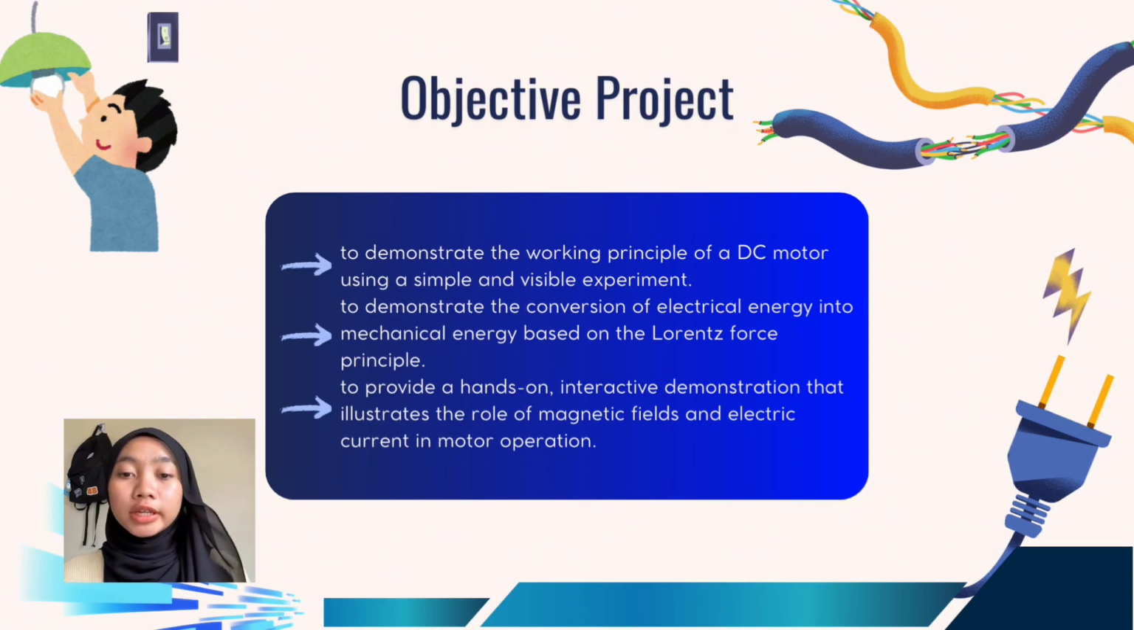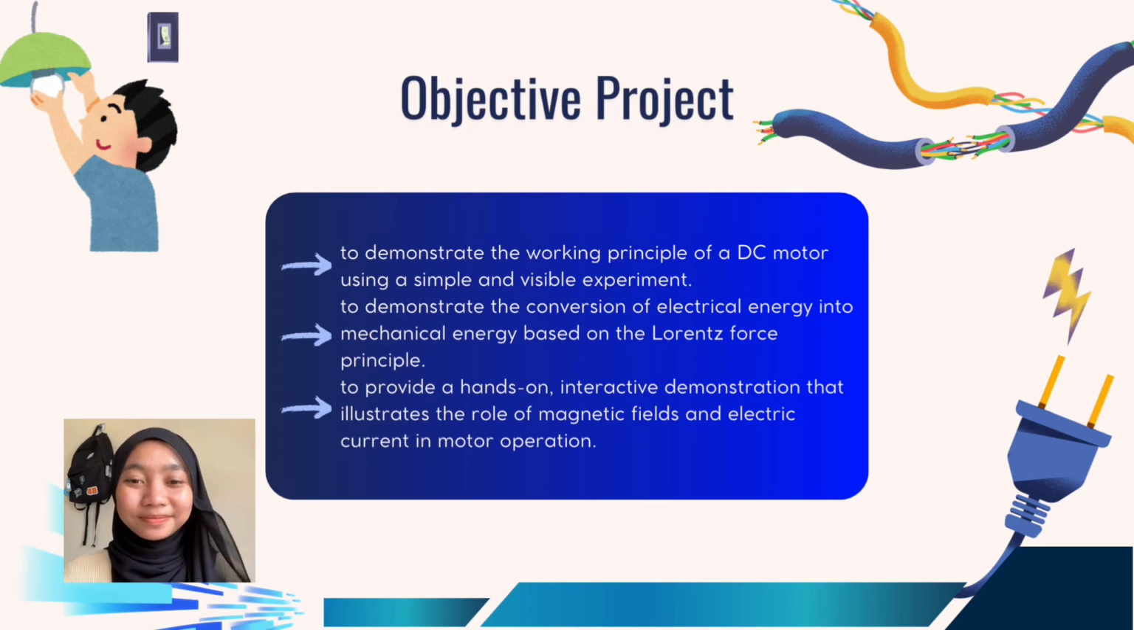Okay, we move to the project objectives. First, to demonstrate the working principle of a DC motor using a simple and visible experiment. Second, to demonstrate the conversion of electrical energy into mechanical energy based on the Lorentz force principle. Lastly, to provide a hands-on interactive demonstration that illustrates the role of magnetic field and electric current in motor operation. That's all from me. We move to the next presenter.